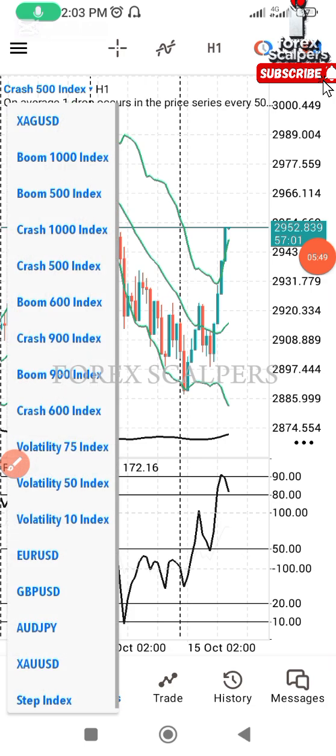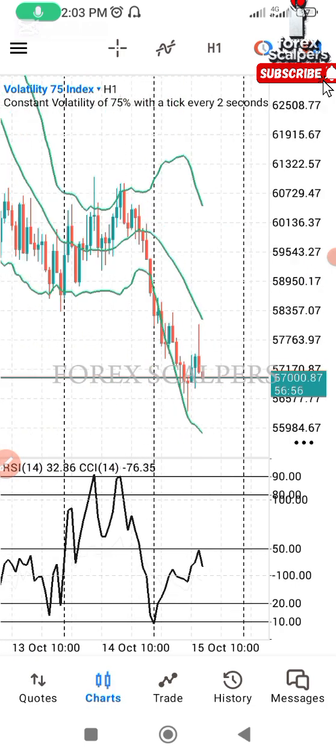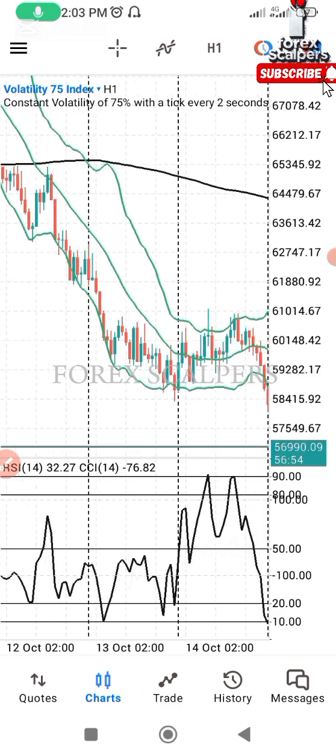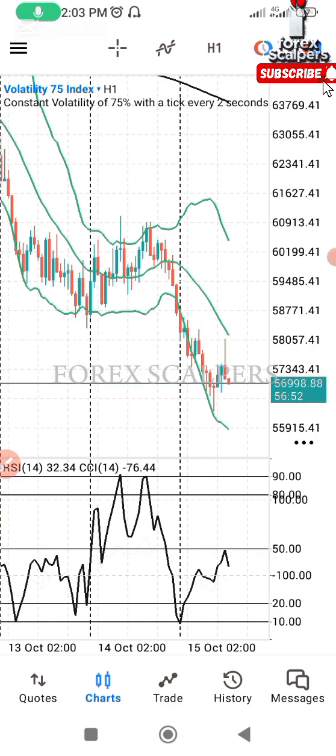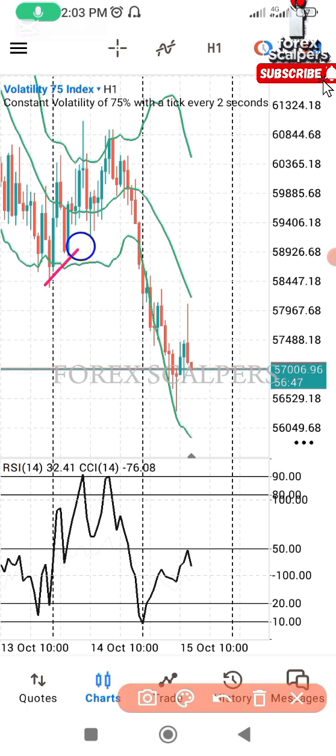This works across all pairs. Let's look at Volatility 75. This is Volatility 75. You can see this is a downtrend scenario, right? So you can see this. If you were here earlier, this should have been your trade entry.